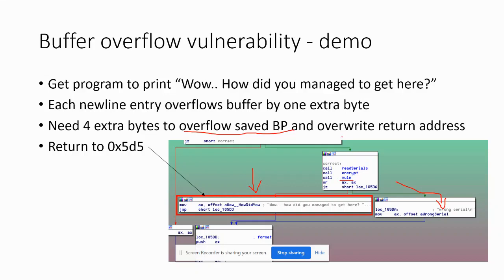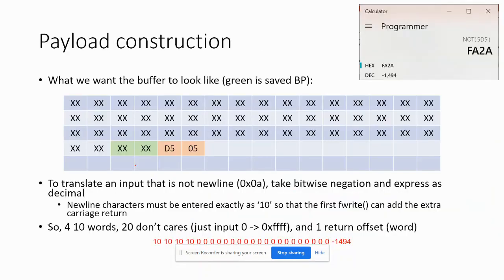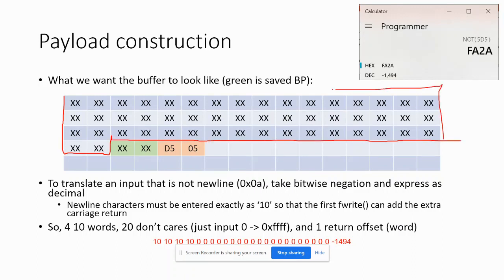But remember, this is a 16-bit machine, so when we say overflow the saved BP, it's actually not 32 bits, or in other words, 4 bytes. It will only be 2 bytes, or 1 word, and so will the return address. And the location here is hex 5D5. So this is what we're going to overflow the return address with. So here's our payload. This is the start of the buffer, and this is the end of the buffer, or at least what is supposed to be the end of the buffer. And what we're going to do is overflow this, as well as this. This is the saved BP. We don't really care what we put there. And then we're going to overwrite the return address with 5D5.